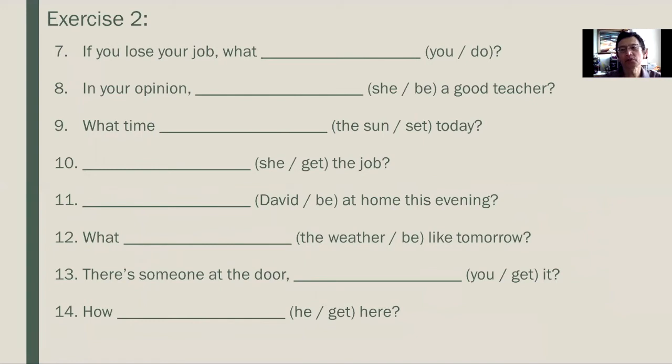Let's try some more. Exercise number 2. If you lose your job, what will you do? Pretty easy. In your opinion, remember you're talking about the future now, will she be a good teacher? What about this sentence here? What time will the sun set today?